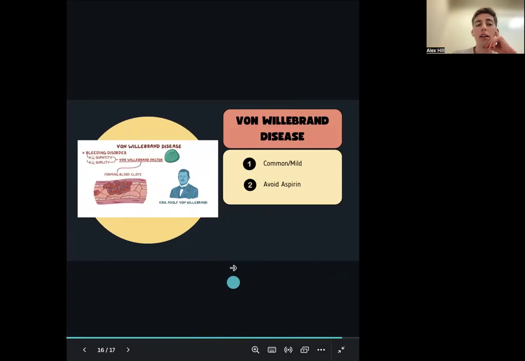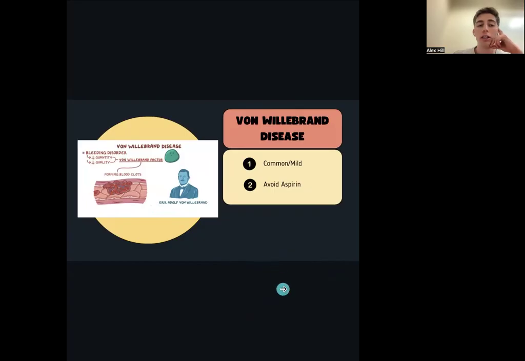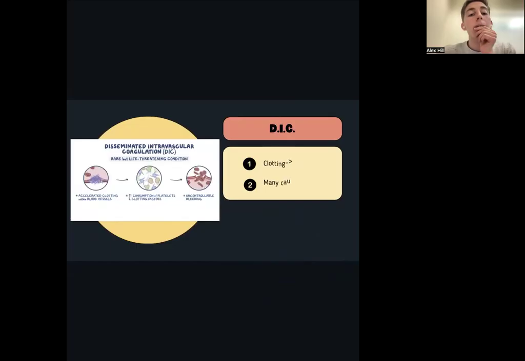There isn't too much about this that you have to know from the packet. Just that it's common. It's very mild. Pretty much the advice is just to avoid aspirin, because aspirin can increase bleeding if you have this. Okay.